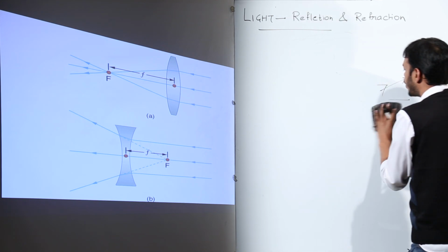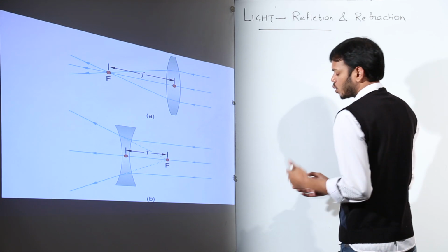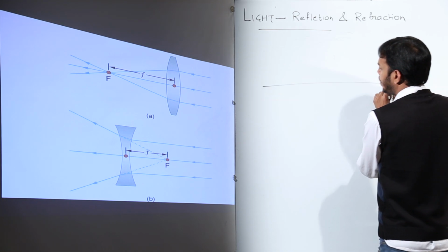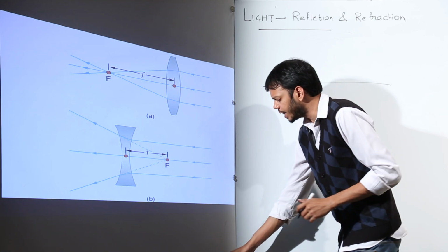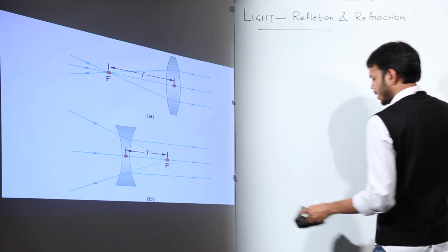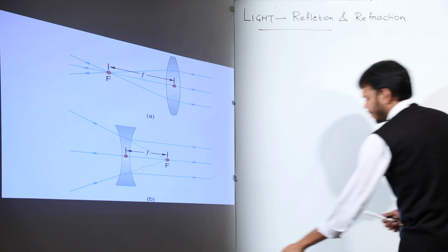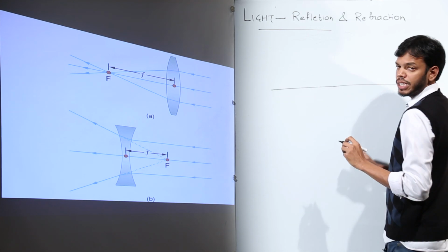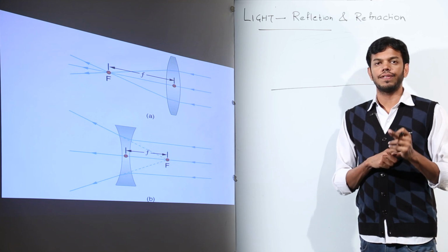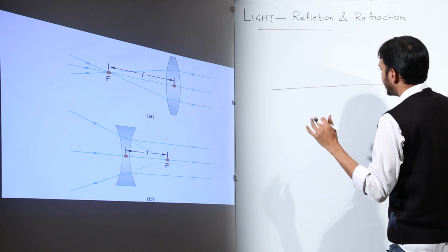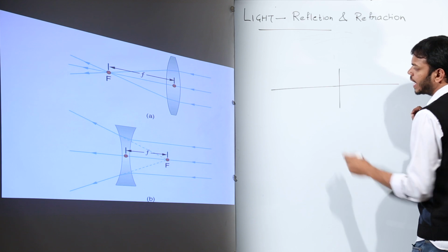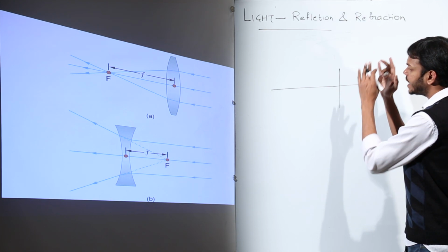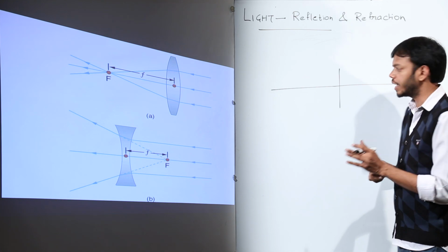Let's take an example for convex and concave both, so that you will get to know how to make ray diagrams. First of all, I'll be making a straight line, that is my principal axis, right? This is my principal axis. Instead of a lens, you would be making a straight line like this, okay? Don't make the lens first, make a straight line. Consider this is your lens, whatever, convex or concave.